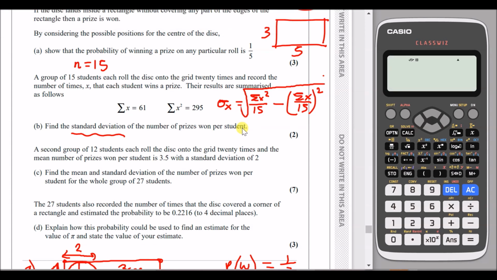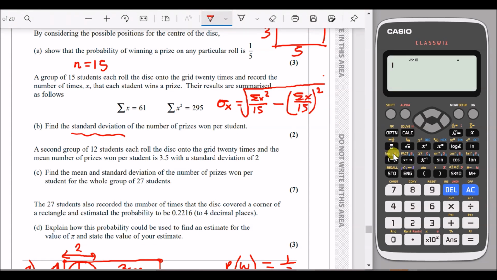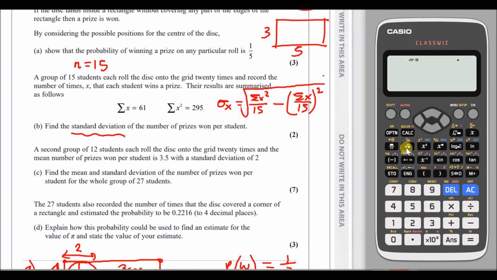So we're going to do this all at once actually. So in the calculator, let's do this. We're going to put the square root sign, guys, and then put the fraction button. The sum of x squared is 295 over, and then n, which is 61.